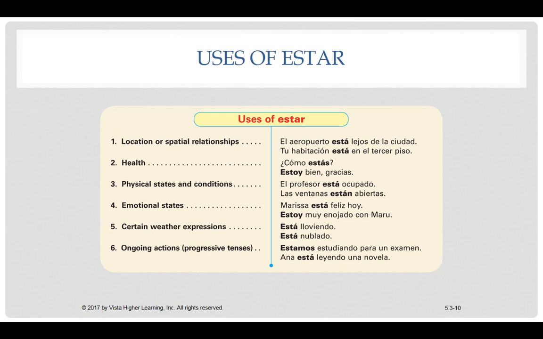Ongoing actions as progressive tenses. Estamos estudiando para un examen. Ana está leyendo una novela. We are studying for an exam. Ana is reading a novel.